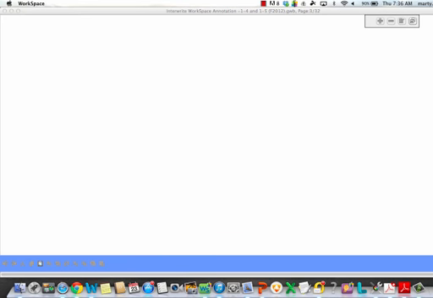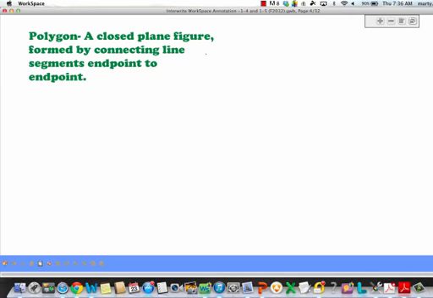So polygons is what 1-4 is about. A polygon is a closed plane figure formed by connecting line segments from endpoint to endpoint. Common polygons that we know about already are triangles and squares and rectangles and pentagons and things like that.